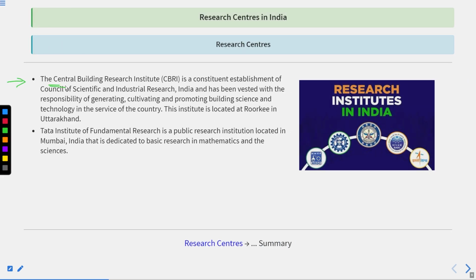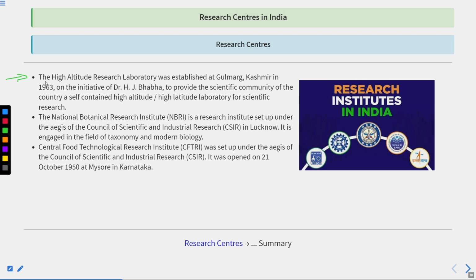Then we have the Central Building Research Institute, a constituent establishment of the Council of Scientific and Industrial Research. It has been vested with the responsibility of generating, cultivating and promoting building science and technology in the service of the country, located at Roorkee in Uttarakhand. Then we have the Tata Institute of Fundamental Research, a public research institution located in Mumbai, dedicated to basic research in mathematics and sciences. Then we have the High Altitude Research Laboratory established at Gulmarg, Kashmir in 1963 on the initiative of Dr. H.J. Bhabha to provide the scientific community of the country a self-contained high altitude, high latitude laboratory for scientific research.